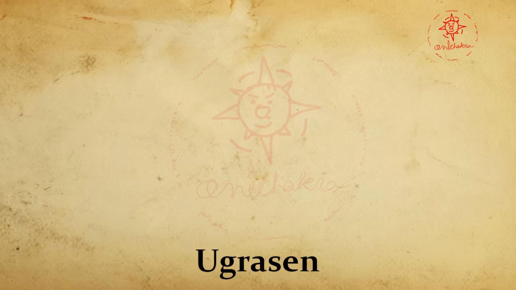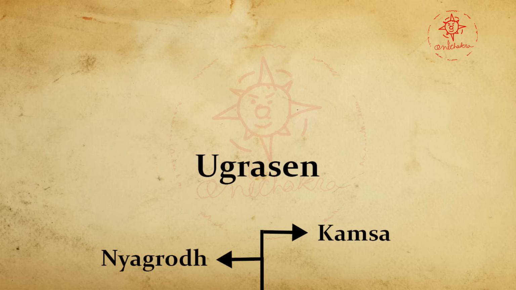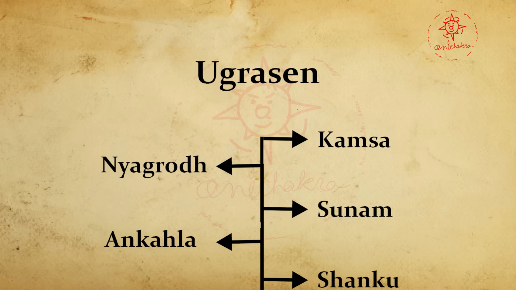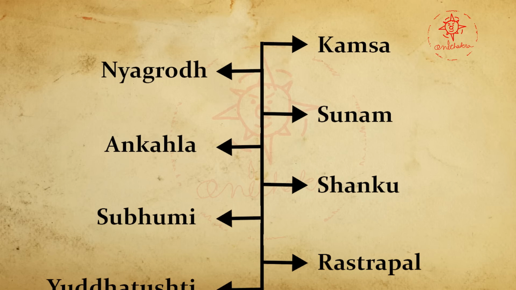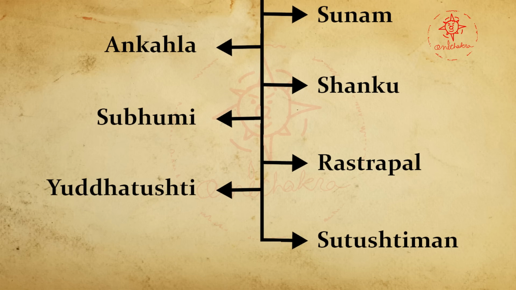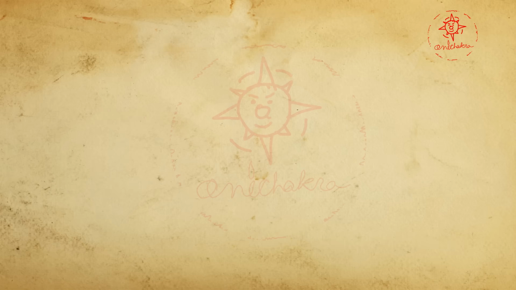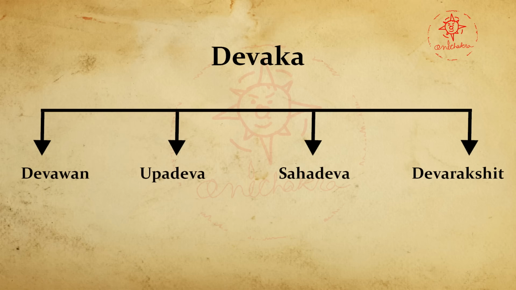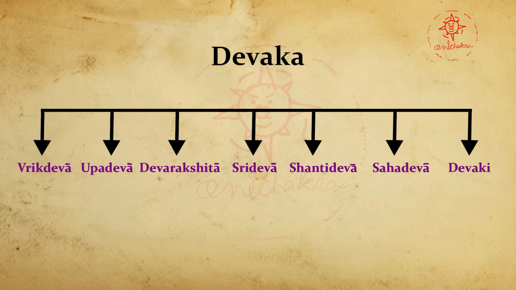Ugrasen had 9 sons and many daughters. The sons were Kans, Nyagrodh, Sunam, Ankahla, Shanku, Subhumi, Rashtrapal, Yudh Tushti, Sutushtiman. On the other hand, Devak had 4 sons: Devvan, Upadev, Sahadev, Devarakshit. He also had 7 daughters: Vrikdeva, Upadeva, Devrakshita, Srideva, Shantideva, Sahadeva, and Devaki.